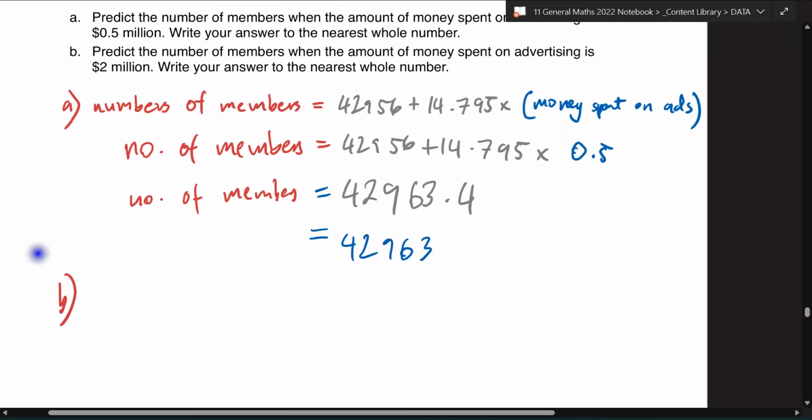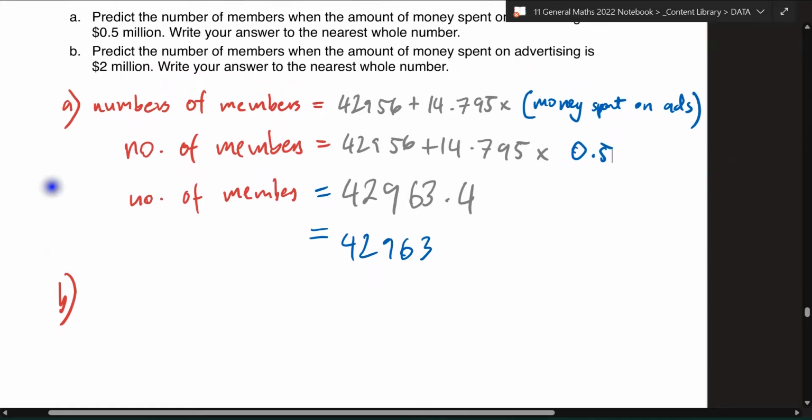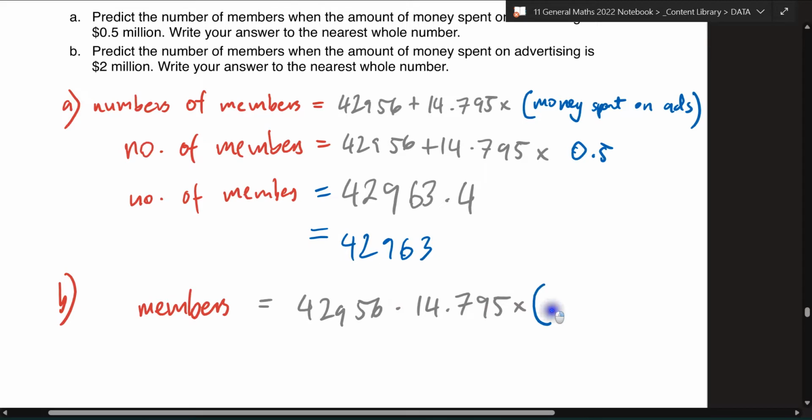All right. Same thing now, yeah? So we're going to work the other way around. For B, instead of predicting number of members, we're going to predict the amount of money spent on ads. So let's write the formula again. Let's just shorthand it because it is a lot. We'll go members is equal to, write the formula again in full. So 42956 plus 14.795 multiplied by, let's just go ads.